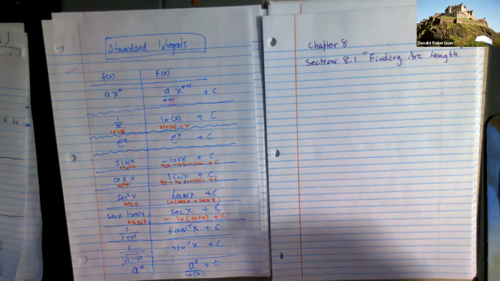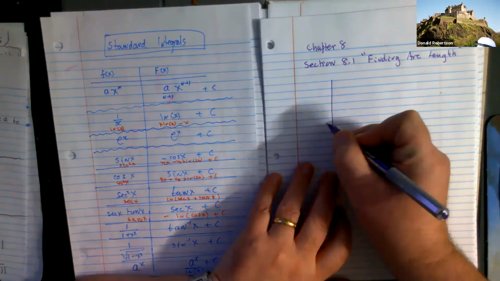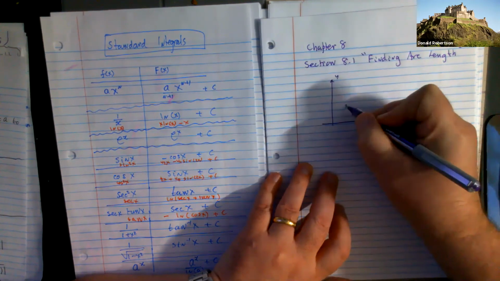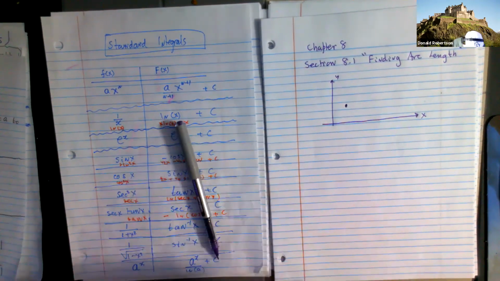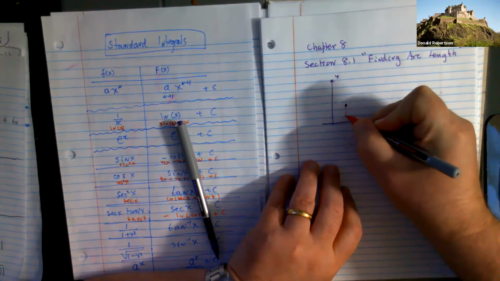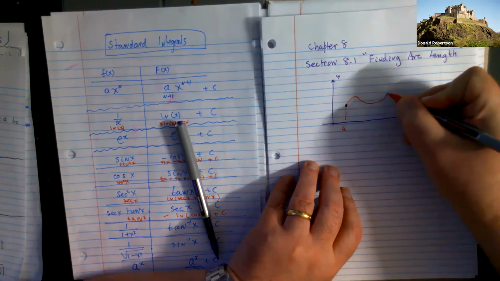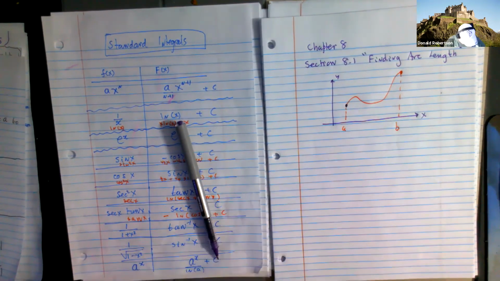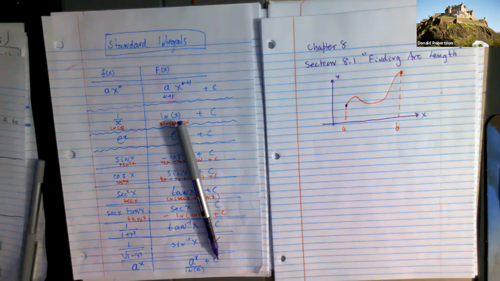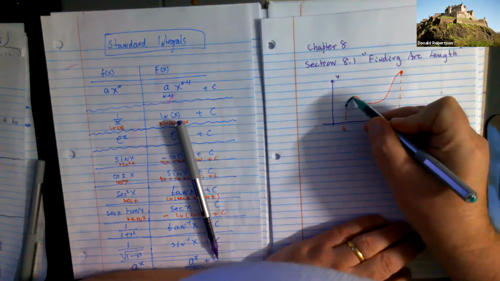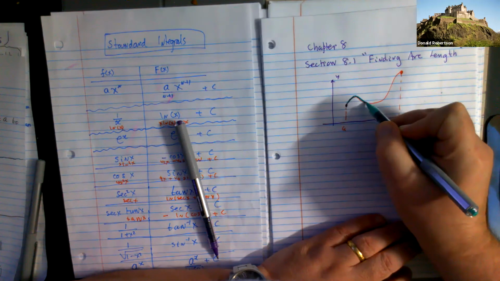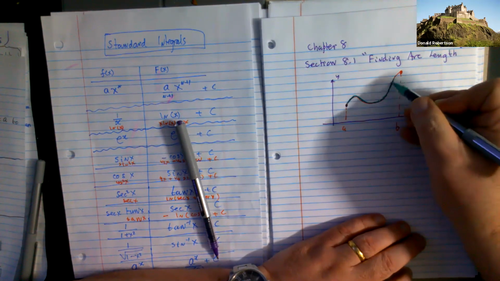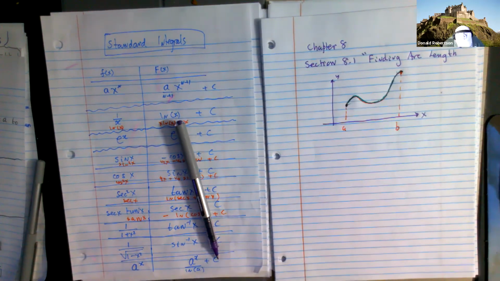Well, let's show you what the problem is. Imagine that you've got a function, f of x, and it starts here, x equals a, and it curves and it finishes up here, x equals b. And we would like to know the arc length. And the arc length is basically the distance that you would travel if you walked along the curve. So you can imagine that you're a little ant and you're walking from here to here. How long is that piece of string?